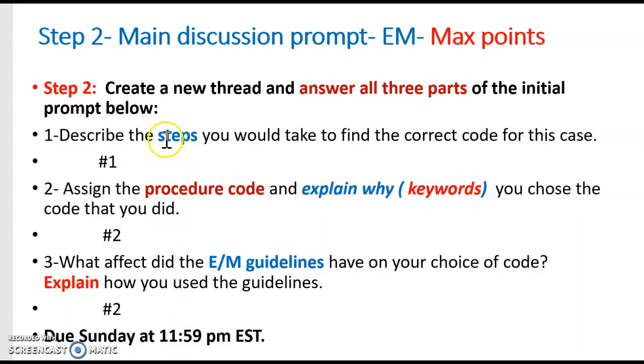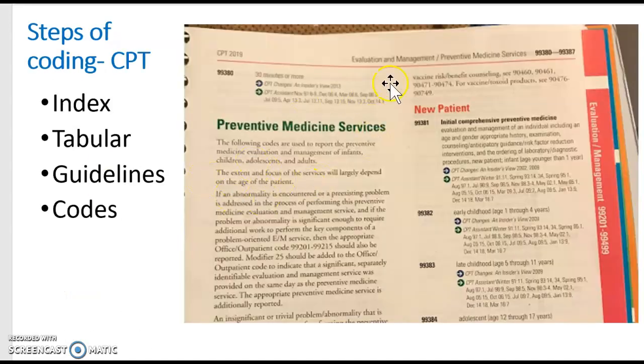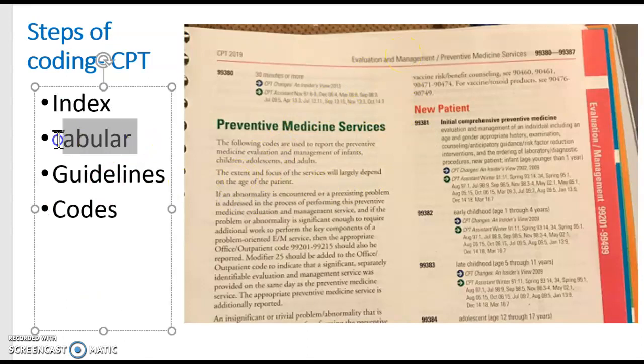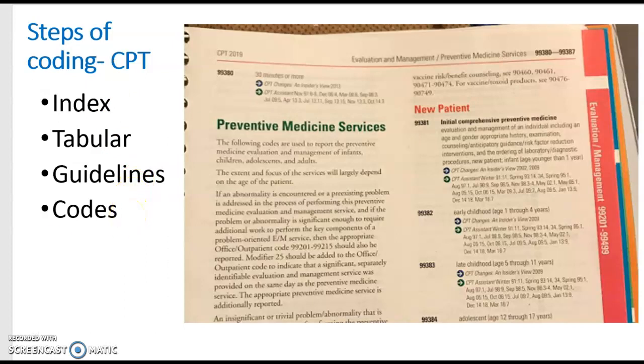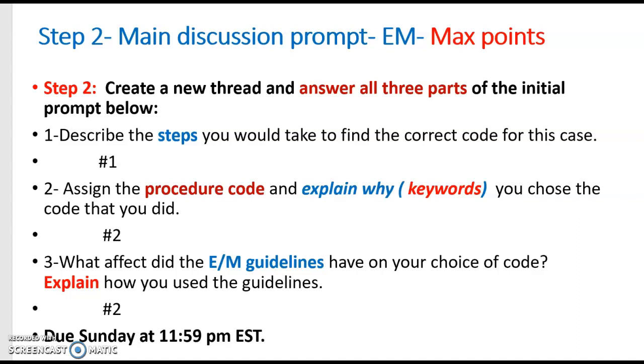Number 1 says steps you would take to find the correct code. It's just 1 question, but remember there are different steps. You want to make sure you tell me all the details of how to find the code in the book. That doesn't mean just that you go to the tabular list directly. No, you always go to the index first, and then the tabular, and then you read the guidelines, and then you confirm the code. So make sure you are giving me all that information as per your understanding.